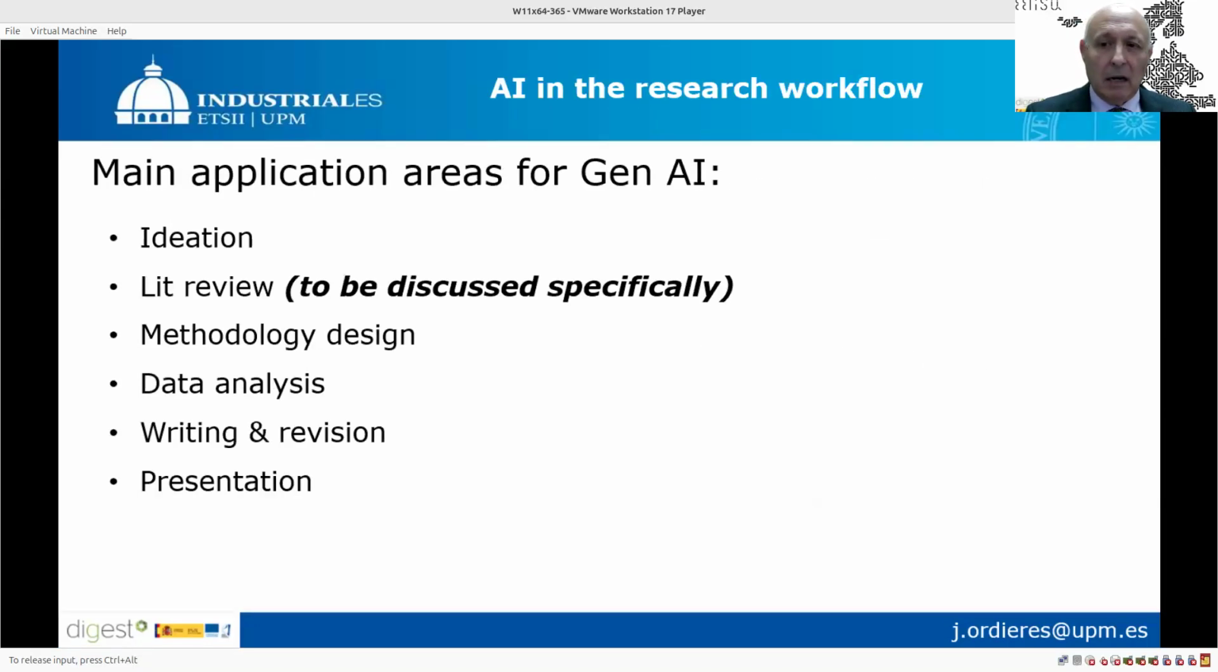Okay, let's move to the next topic, which is AI in the research workflow.